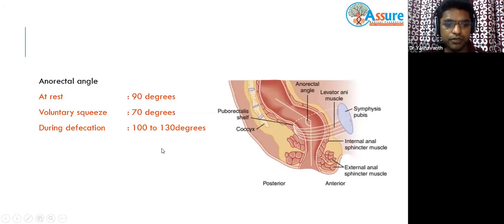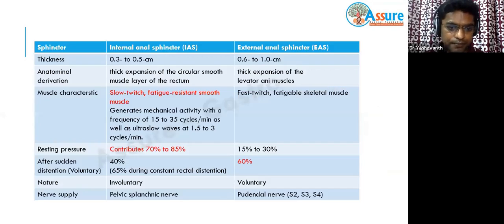Okay, so I said the anorectal angle is quite important. Most of the studies take it in the center of the lumen, and normally it will be around 90 degrees. In a voluntary squeeze, or when you try to avoid defecation, it is 70 degrees. It becomes more acute. During defecation, it becomes more obtuse, 100 to 130 degrees. The normal anorectal pressure at rest is somewhere around 60, and on voluntary squeeze in females it can go up to around 160. In males it can be beyond 200.